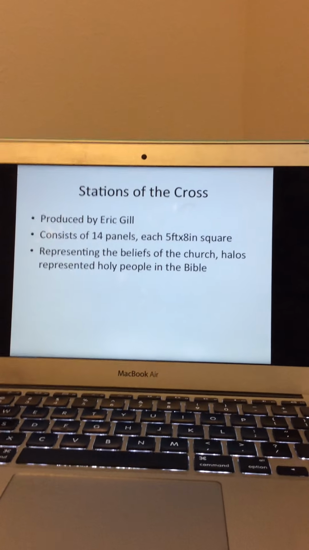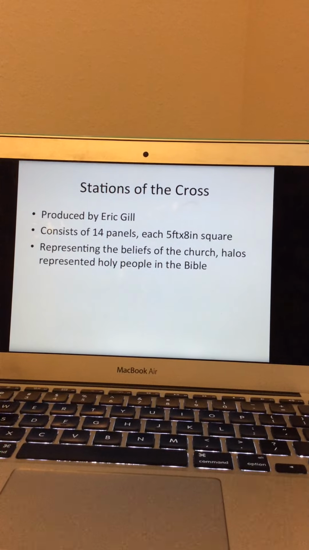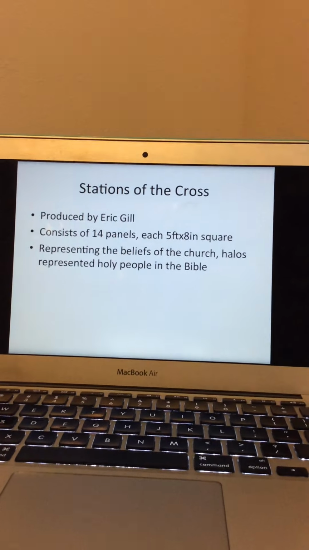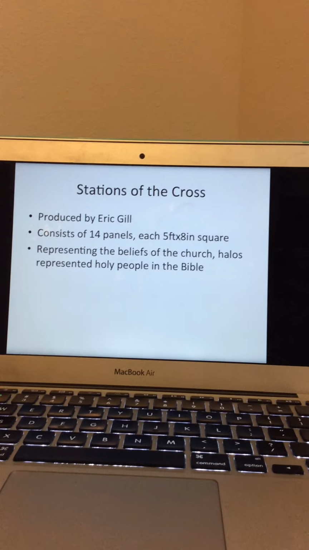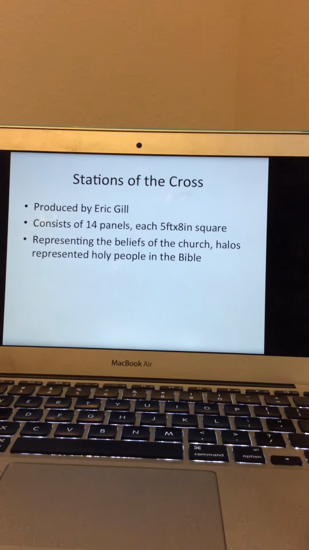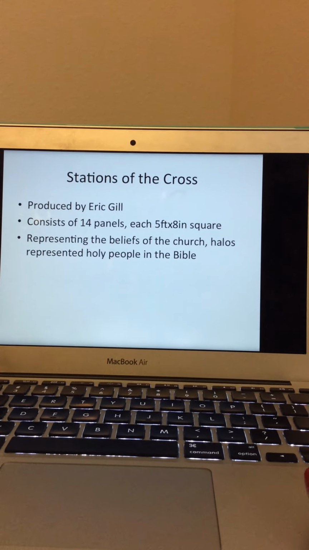The Stations of the Cross are inside the cathedral, and they were produced by Eric Gill, and it consists of 14 panels, 5 feet and 8 inches square. It's just representing the beliefs of the church, and the halos represent the holy people in the Bible.